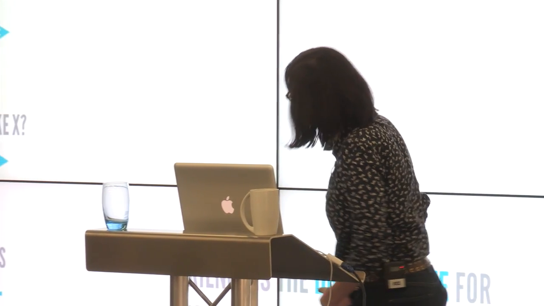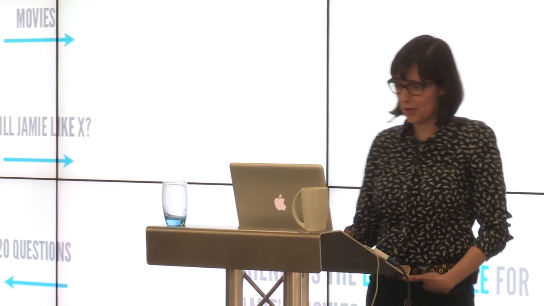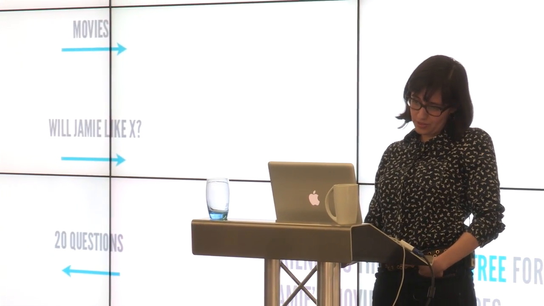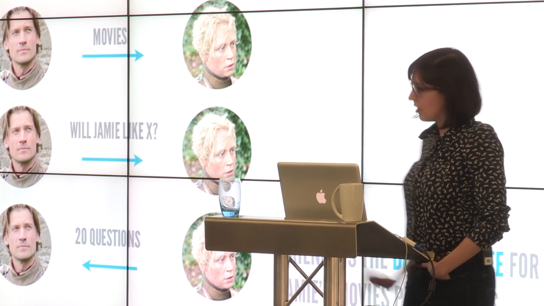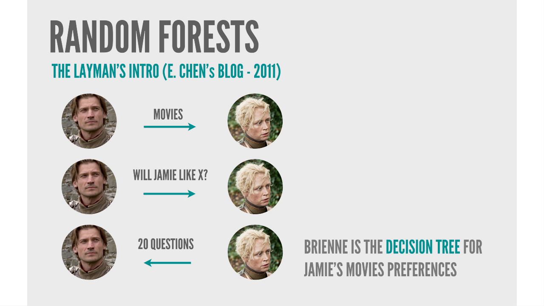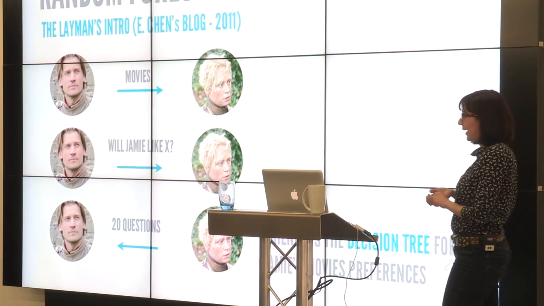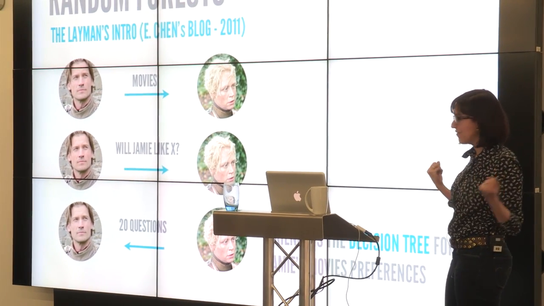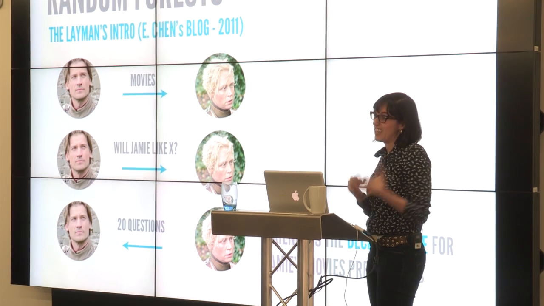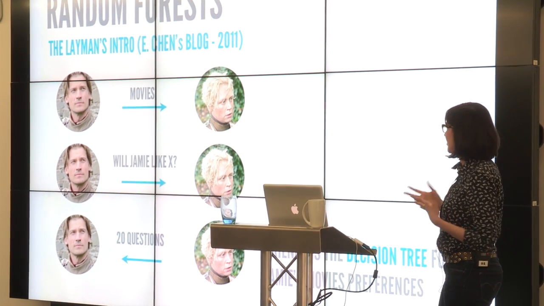So let's do a very small layman's intro. I pretty much stole this from Edwin Chen's blog post. He explains random forests in the following way. Let's consider Jamie and Brienne. Jamie goes and tells Brienne about his favorite movies. And Brienne is like, oh, cool. So Jamie says, I like Titanic, and I like Little Mermaid. I'm a closet Disney fan. And I also like action movies, et cetera.